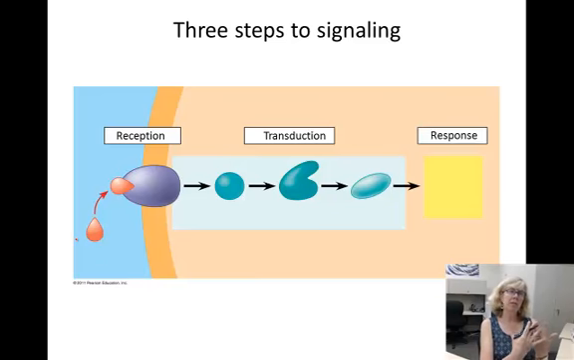Lastly, the final result is a response by the cell. There can be any number of different responses. Some cells start dividing more, some turn on new genes, some send a signal down a plasma membrane, but in all cases, the external signal of the ligand causes a response inside the cell.